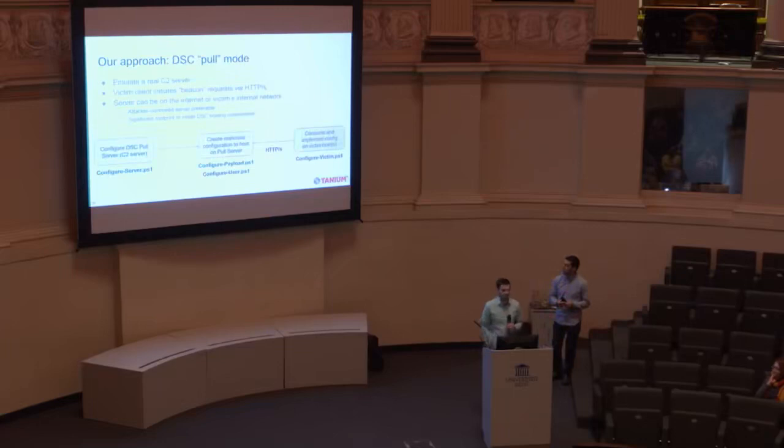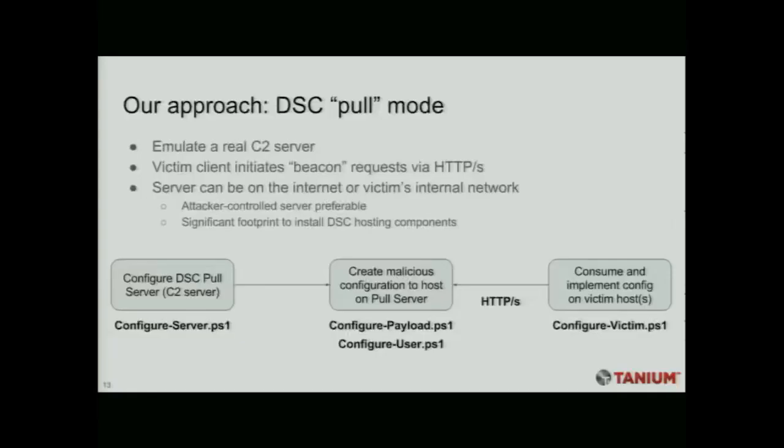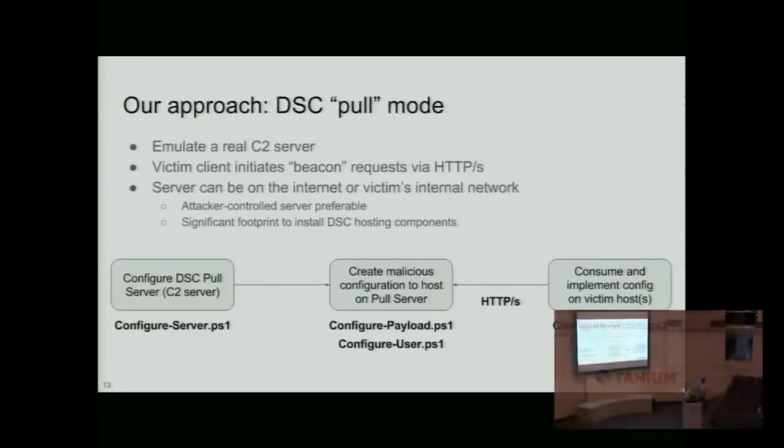One of the first design decisions that we had to make was the push versus the pull decision. So do we want our victim host to have to go out and pull configs, or do we want to rely on our C2 server to have the ability to push down configs? And it's pretty evident that we want to go with the pull mechanism.